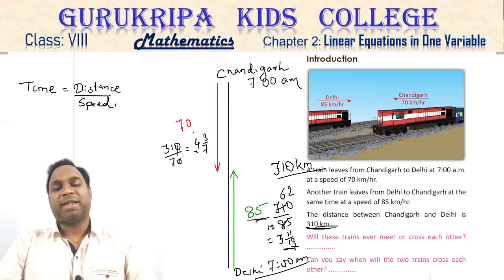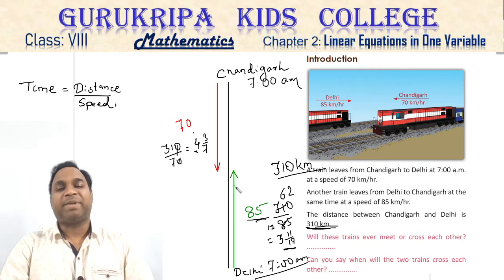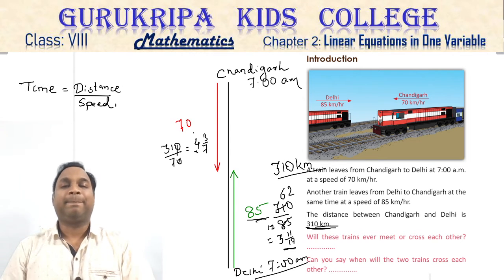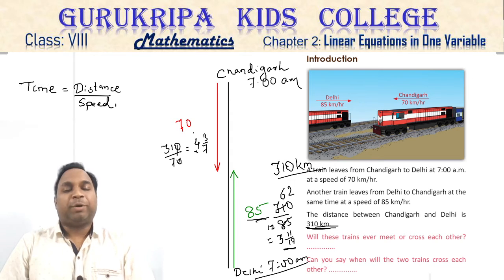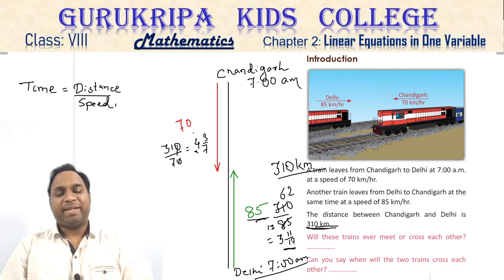Just we are trying to say that both the trains started at the same time. From both the stations, from Delhi, from Chandigarh, the trains started at the same time, but they're not reaching at the same time. Why so? Why did this happen? Because the speed were different. Distance is the same, but speed is different. So they reach the destination at different times. Isn't it? So this is a very familiar scenario.